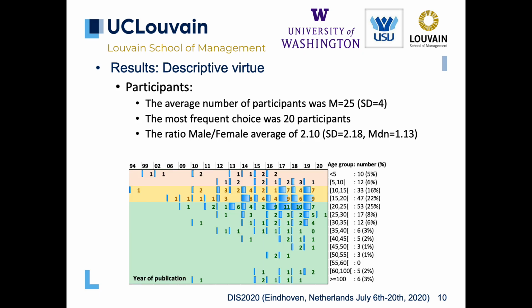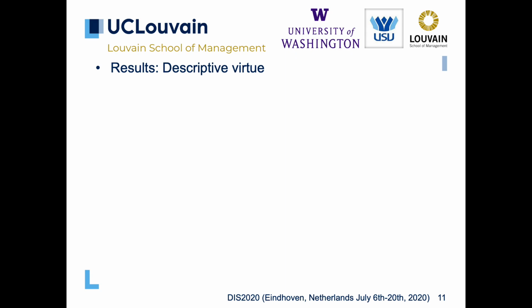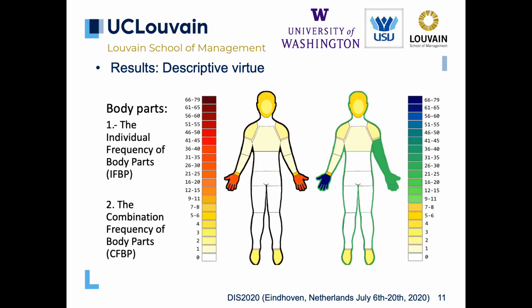Here we have the figure of the number of participants by age group involved over time. About the body map, we have a heat map representation of the number of GES that elicited gestures performed with a specific body part. On the left, we have the individual frequency of body parts. On the right, we have the combination frequency of body parts.